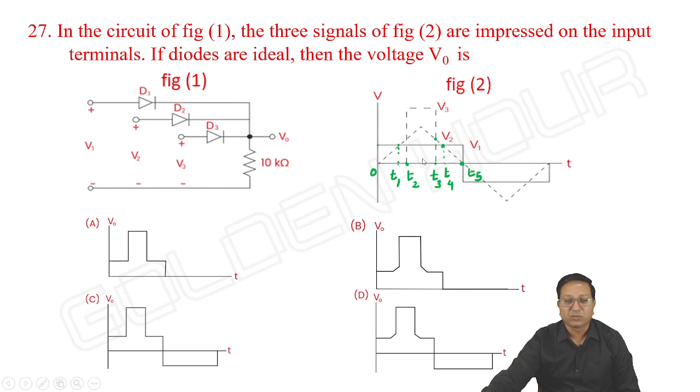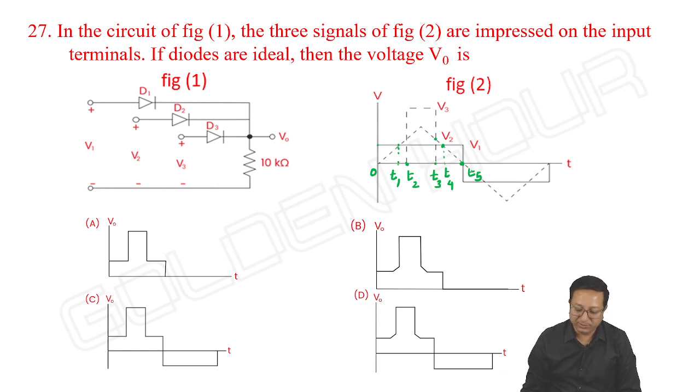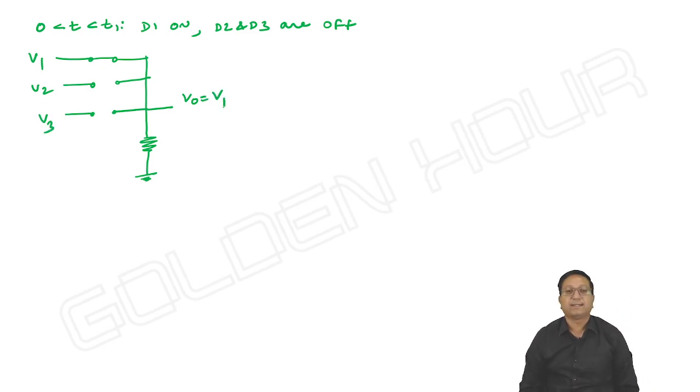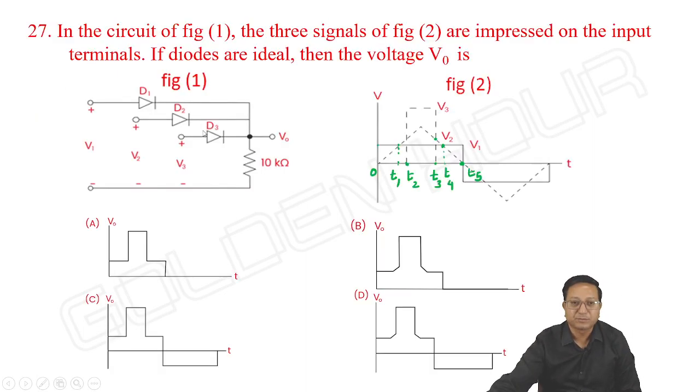So what is the equivalent circuit? I need not write the equivalent circuit also, it doesn't matter. D1 acts as a short circuit and the remaining two act as open circuits. What about V output? It is V1 during the interval 0 to t1, across the 10 kilo ohm resistor.